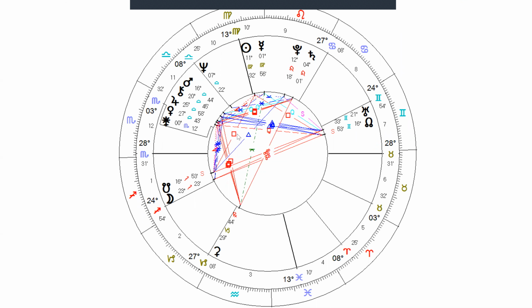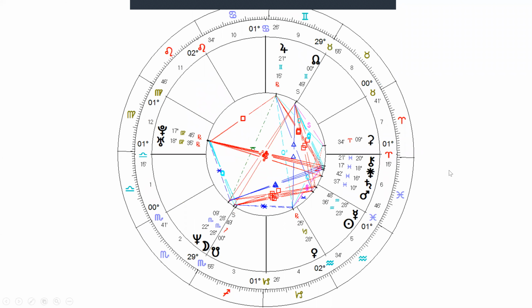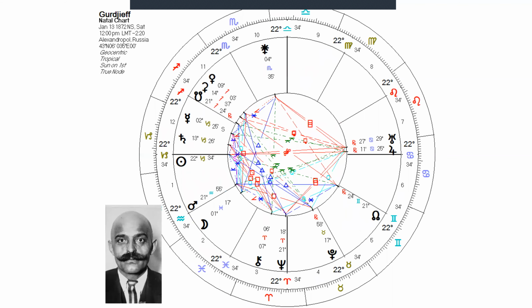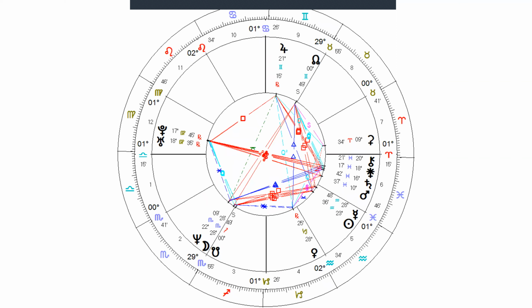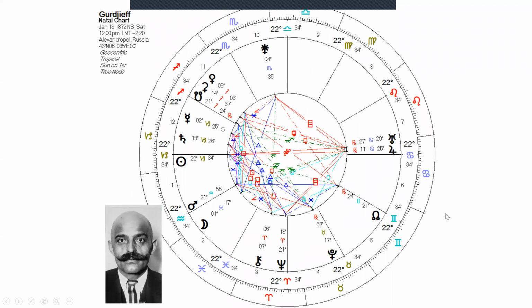Now, I'm going to skip this one. I'm going to go to, wait a minute. Yeah, let's look at who's who. So the first chart we looked at was Gurdjieff, South Node in Sag, the ruler Jupiter, Uranus, Neptune.